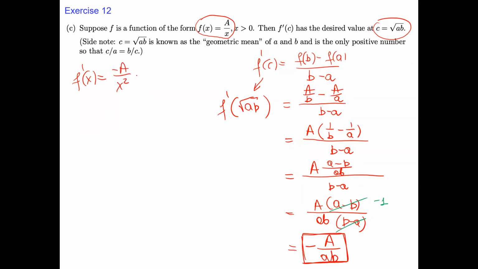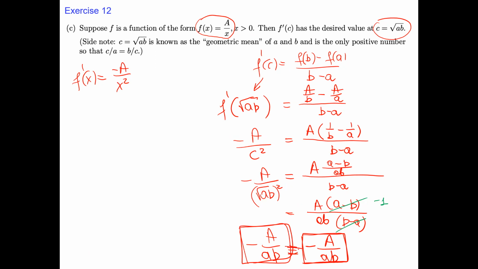Negative a over x squared. Okay, negative a over c squared. Negative a, and c is square root of ab, squared. When we square the square root, we will end up with ab. Yes, we prove that this is the same. Yes, we proved that the claim is true.